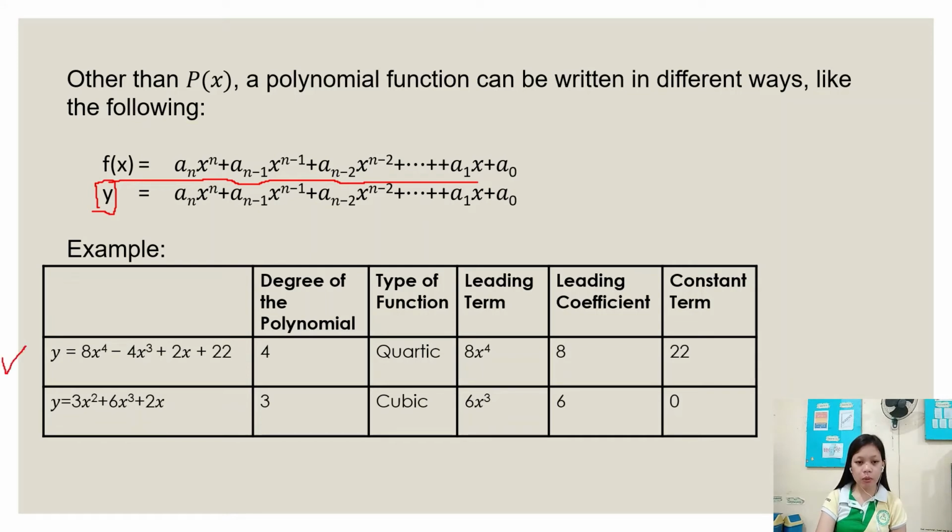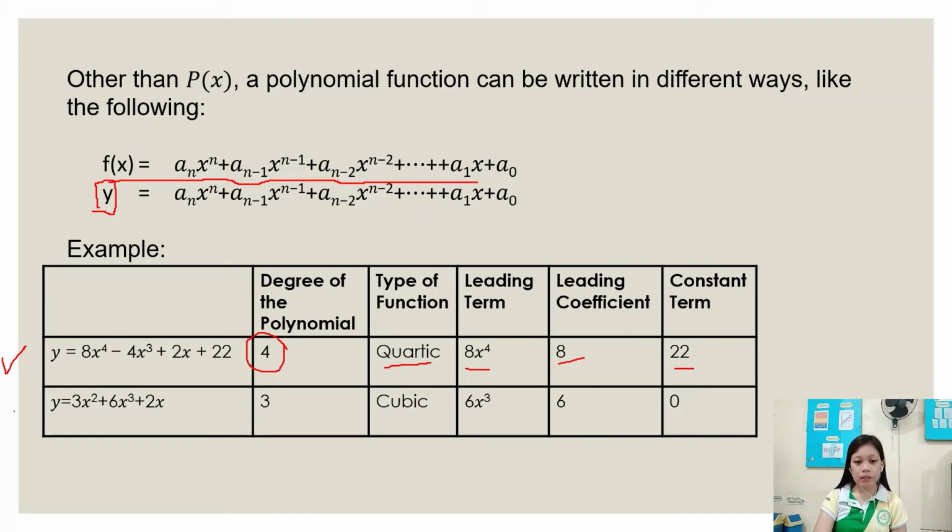For example, y equals 8x to the 4th power minus 4x to the 3rd power plus 2x plus 22. The degree of the polynomial is 4. The type of function is quartic because it has degree 4, and the leading term is 8x to the 4th power. The leading coefficient is 8 and the constant term is 22.